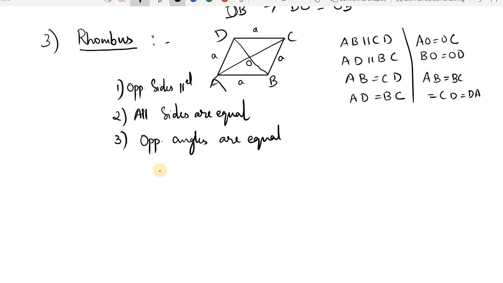Now, what is the next one? Yes, you got it right. Diagonals bisect each other.